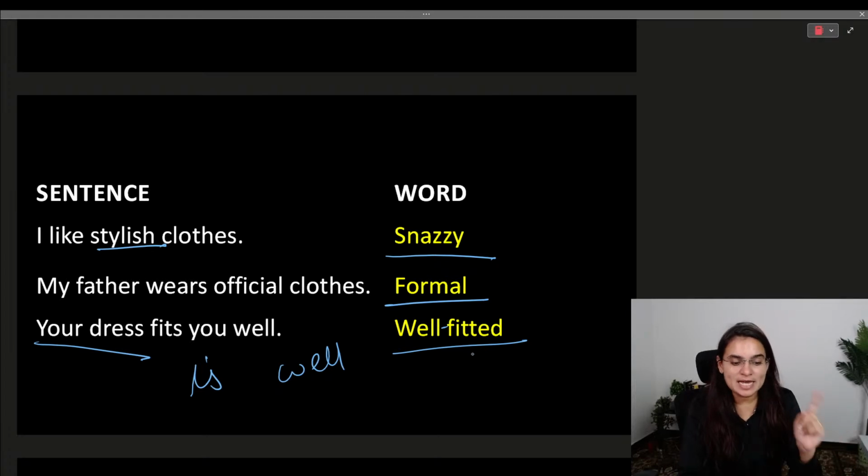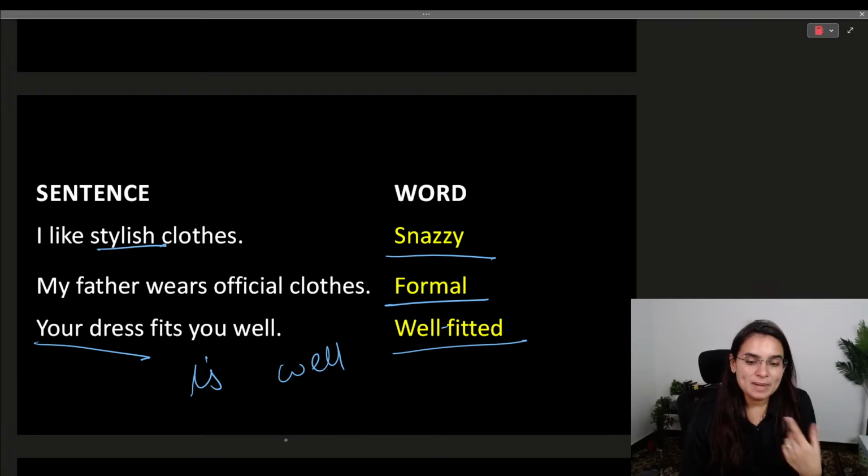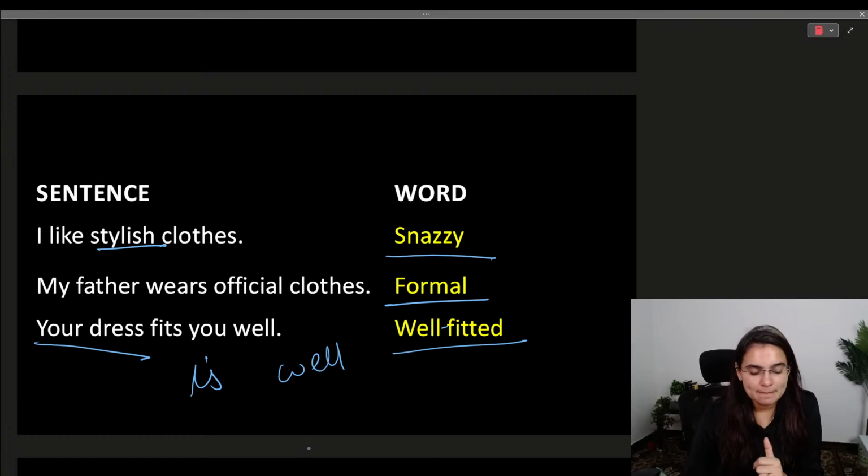You can also say that your dress fits like a glove. That is a good one. You can use that idiom perfectly fine. But if you want to replace it with a word or a phrase, you can say that your dress is well fitted.